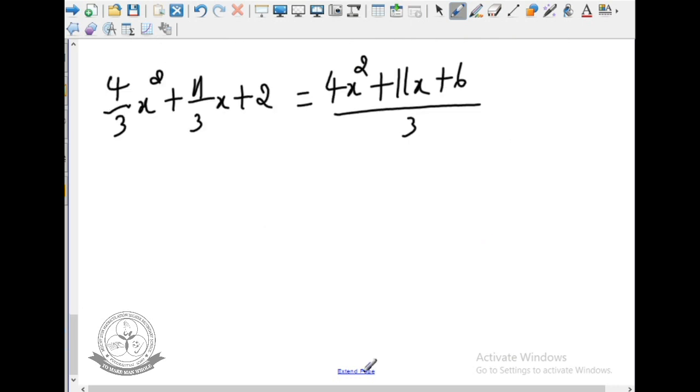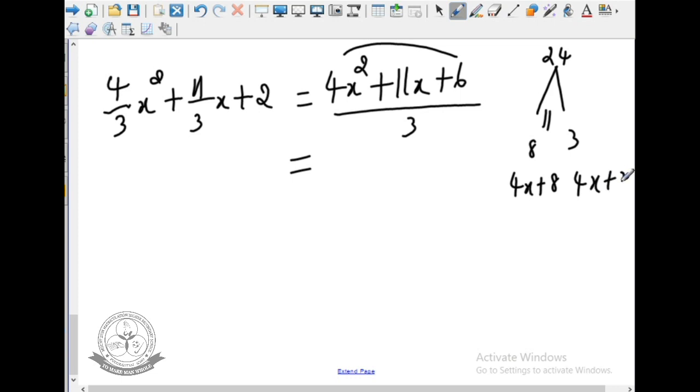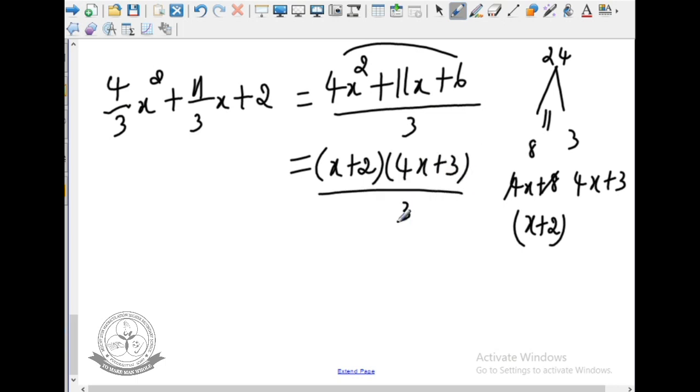So here also the same process. The multiplication term is 4 6s are 24. The additional term is 11. So 8 3s are 24, right? So here I am having coefficient 4. So 4x plus 8, 4x plus 3. So here I can do the cancelling. So x plus 2, the second term I can't do the cancelling. So here how can I write? X plus 2 into 4x plus 3 divided by 3.